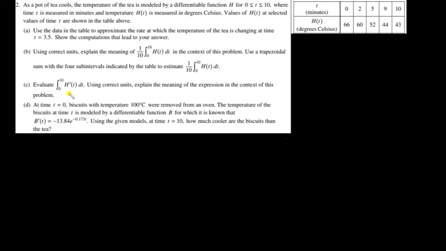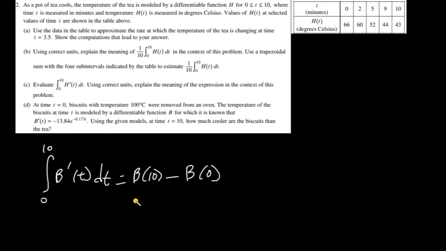So we just figured out in part C that that's telling us the change of temperature of the tea. So then if we did the integral from 0 to 10 of B prime of t, that would tell us the change in temperature of the biscuits, right? So it would be B of 10 minus B of 0, and guess what? We know that B of 0 is 100, right? So I can rearrange this to solve for B of 10, and I get B of 10 equals 100, which is B of 0, plus that integral from 0 to 10 of B prime of t dt.